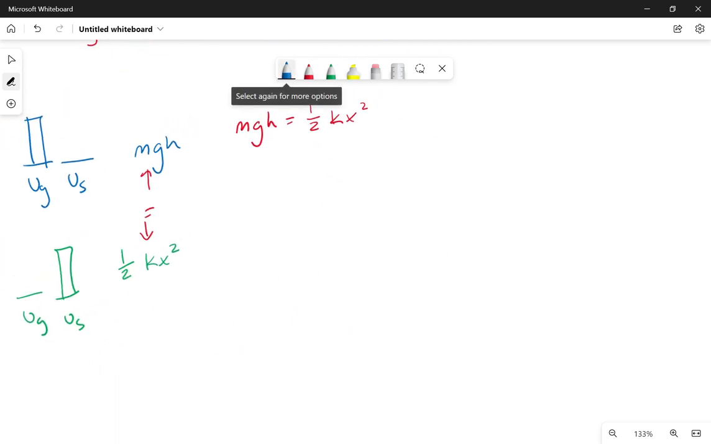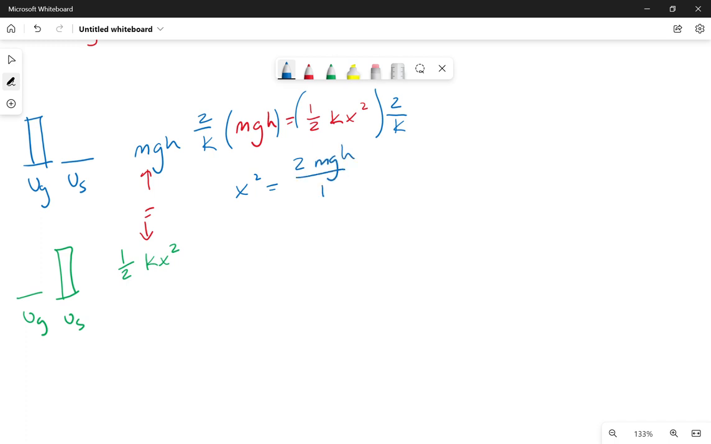So I'm going to set out to solve. And again, at this point, this is just algebra. So I'm going to try and remove the 1/2 by multiplying by 2 and remove the k by dividing by k. So I'm going to multiply both sides by the fraction 2 over k. And that's going to give me that x squared is equal to 2mgh over k. And then I'm going to take the square root of both sides and get that x is equal to the square root of 2mgh over k.